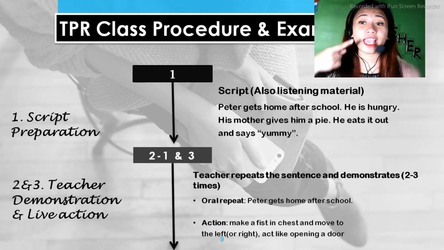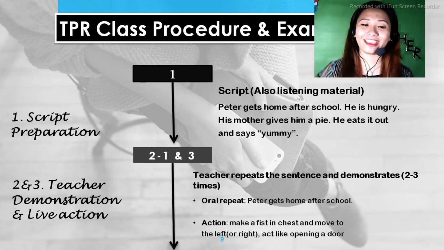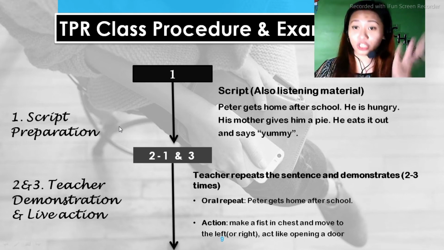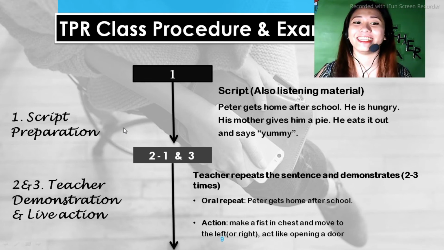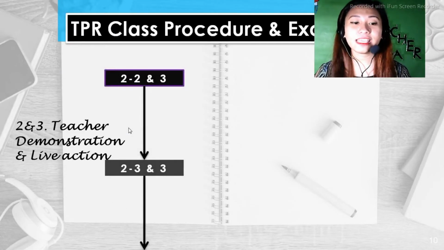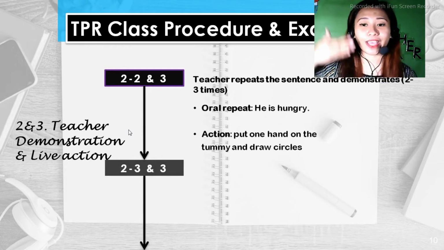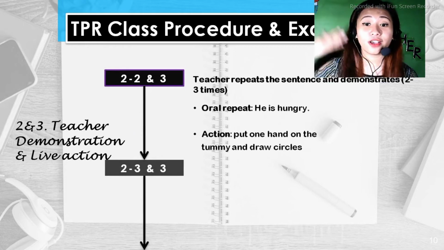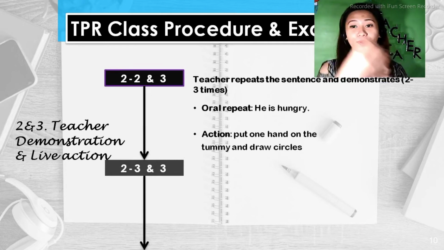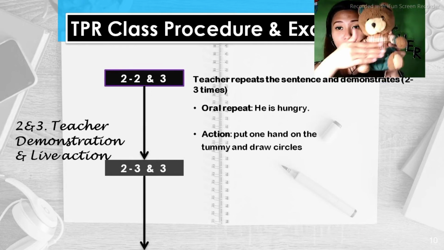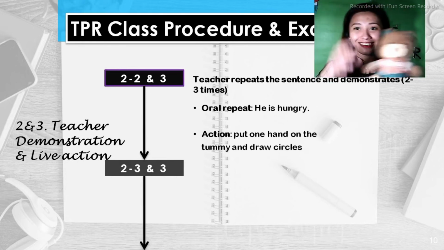But if you say yummy, you can do this, or do this for hungry. Okay, now that is teaching demonstration, also live action, because you're doing an action already. Next, teaching demonstration and live action. So if you're hungry, put one hand on your tummy and draw a circle. If you don't have a tummy, you can show your tummy, or use your teddy bear and rub it here. Tummy, hungry, like that. Okay.